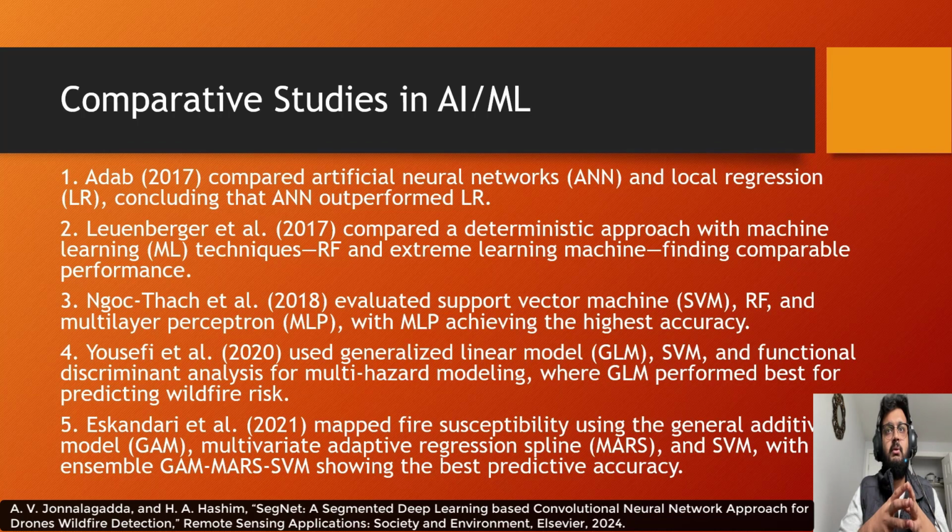Whereas Youssefi in 2020 employed generalized linear model, SVM, and functional discriminant analysis for multi-hazard modeling, the GLM demonstrating the best results in predicting wildfire risk. Escandri mapped fire susceptibility using general additive model, multivariate adaptive regression spline, SVM, and an ensemble of GAM, MARS, and SVM, showing SVM as the least accurate and the ensemble as the most predictive.